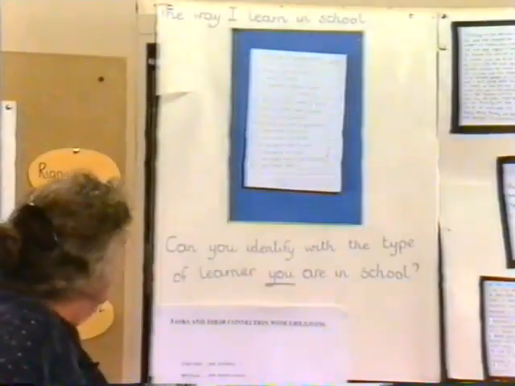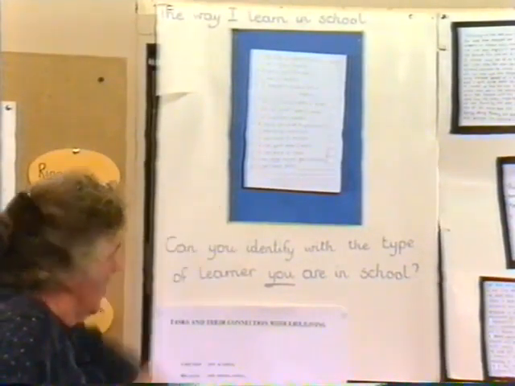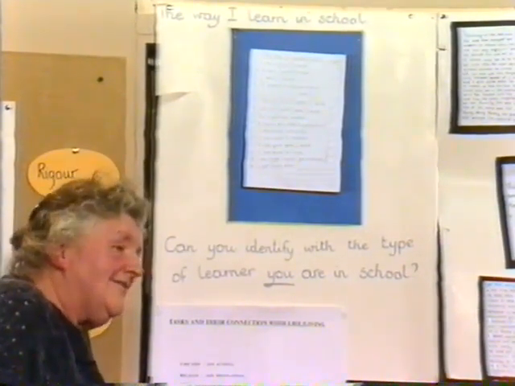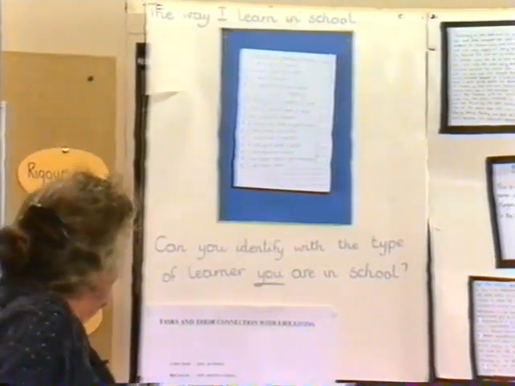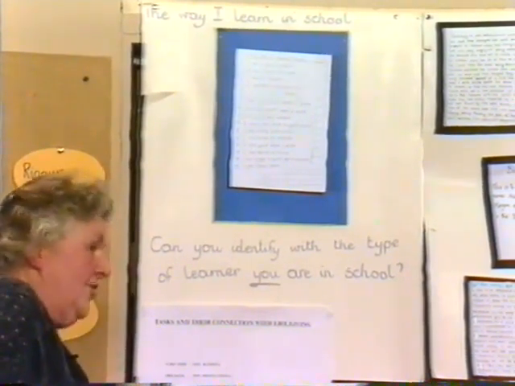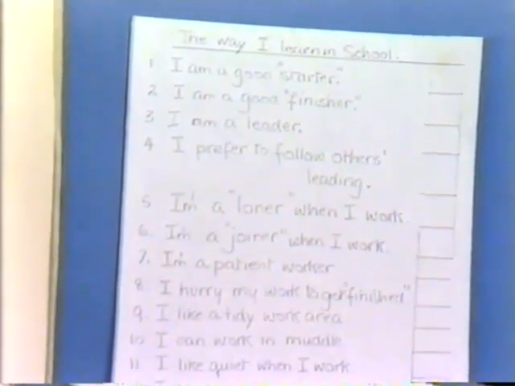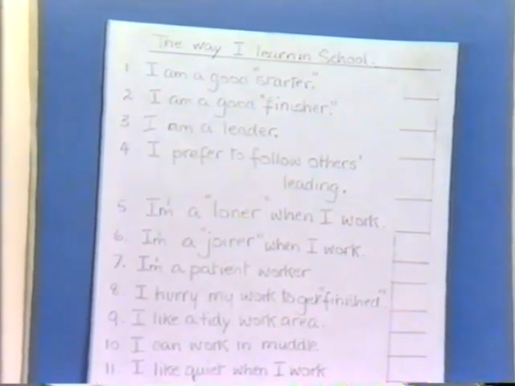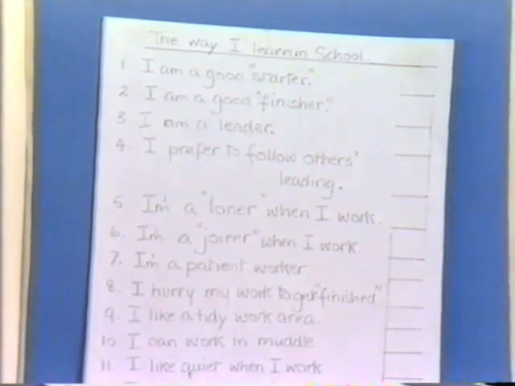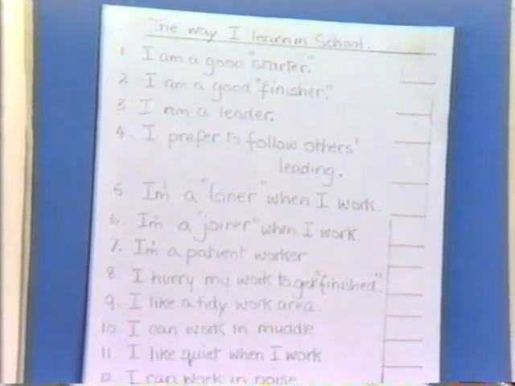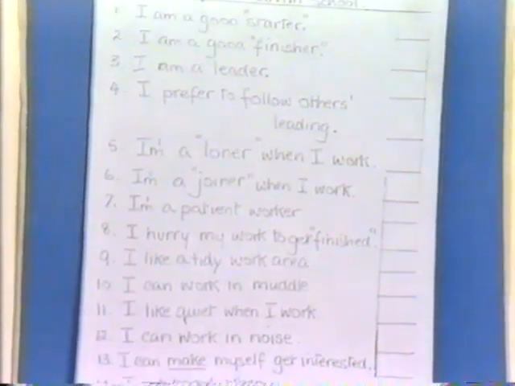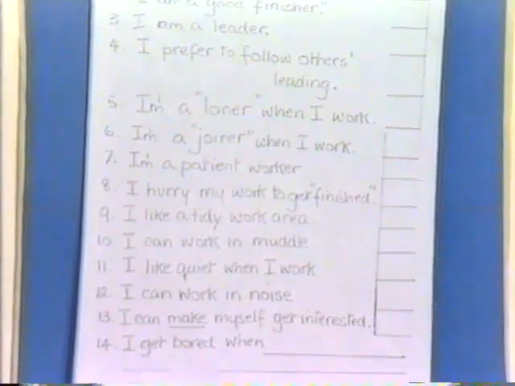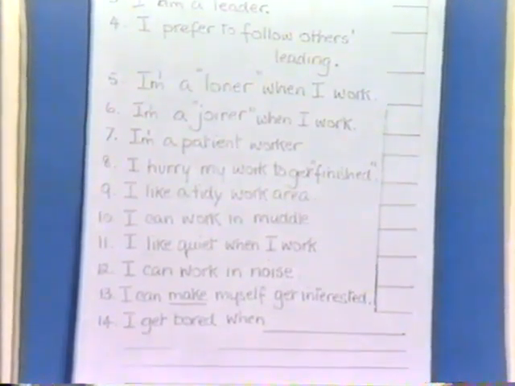I wonder how many children you feel could answer all this honestly. I'm a loner. I like working alone. Or I'm a joiner. I like joining up with other people when I work. This surely is about being grown up as well. You know, how I am now is going to turn into the grown up I shall become. I like quiet when I work. I can work with muddle. I hurry my work to get it finished. These seem to me very pertinent questions that a child should ask of themselves.